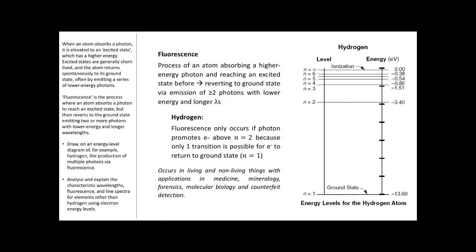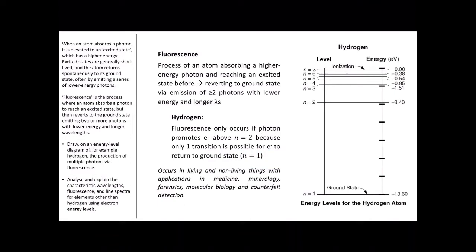So now I'll take a quick look at fluorescence. So when an atom absorbs a photon, it is elevated to an excited state, which has a higher energy. Excited states are generally short-lived, and the atom returns spontaneously to its ground state, often by emitting a series of lower energy photons. Fluorescence is the process where an atom absorbs a photon to reach an excited state, but then reverts to the ground state, emitting two or more photons with lower energy and longer wavelengths.